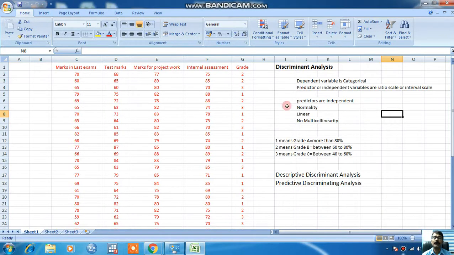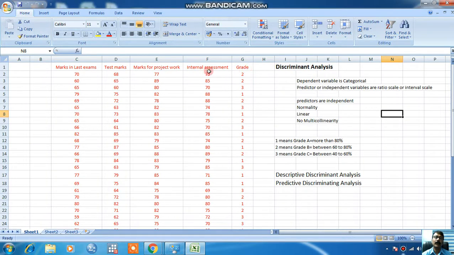Hello friends, today I am going to say a few words about discriminant analysis. Let me explain with the help of some hypothetical data. In this data, the dependent variable is grade or gradation obtained in 10 standard exam.